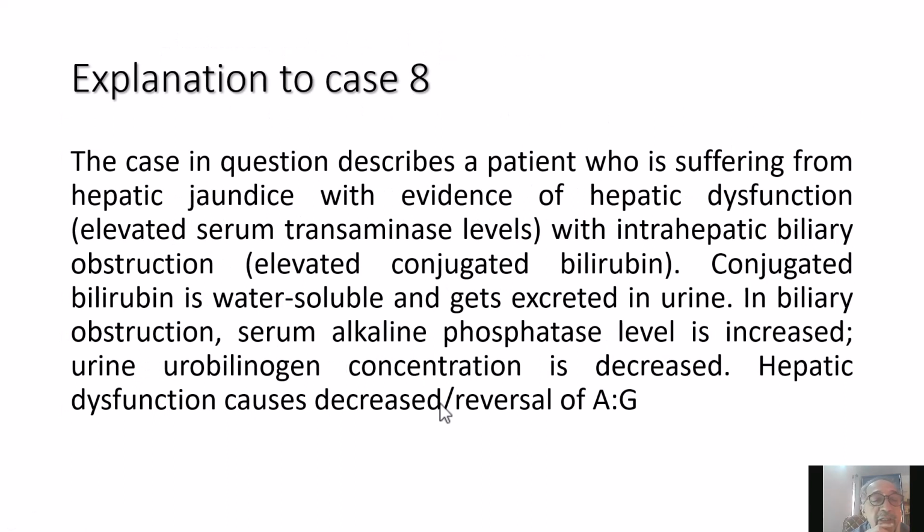Just to finish off this case, the case in question describes a patient who is suffering from hepatic jaundice with evidence of hepatic dysfunction, as evidenced by the elevated transaminase levels, with intrahepatic biliary obstruction. Conjugated bilirubin, water soluble, gets excreted in urine. In biliary obstruction, serum alkaline phosphatase is also increased. Urine bilirubin concentration is decreased. Hepatic dysfunction causes a decreased or reversed A/G ratio.